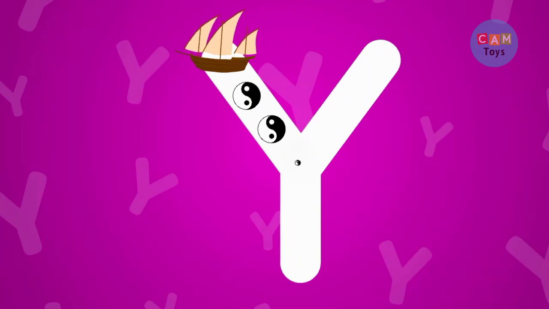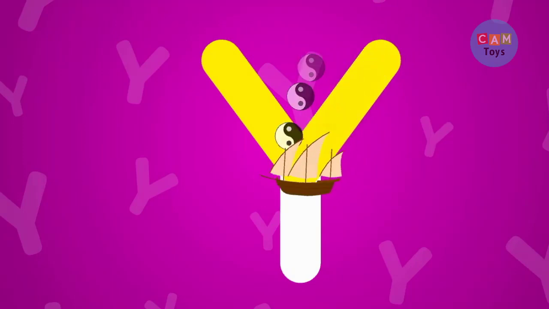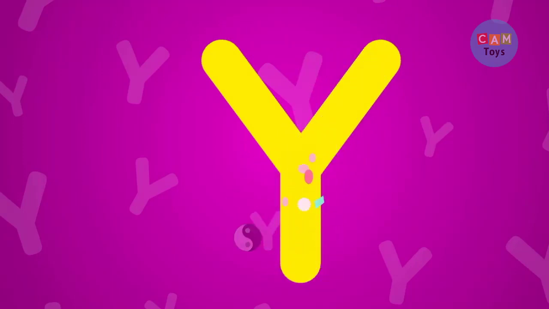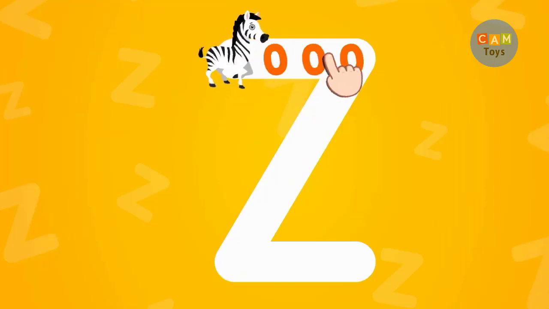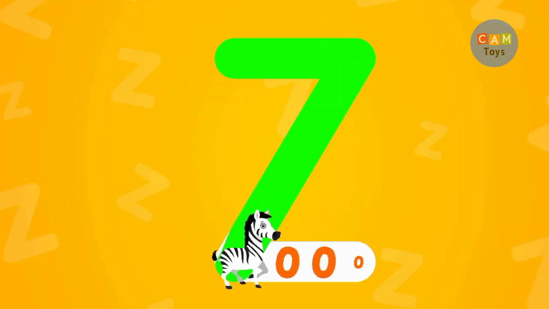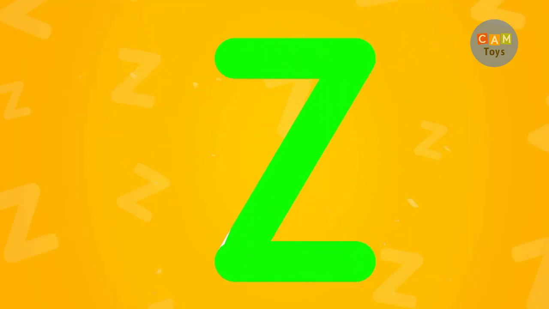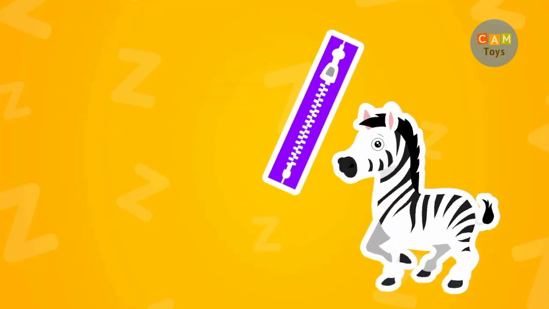This is the letter Y. Y is for yogurt, yo-yo, yacht. This is the letter Z. Z is for zebra, zip, zoo.